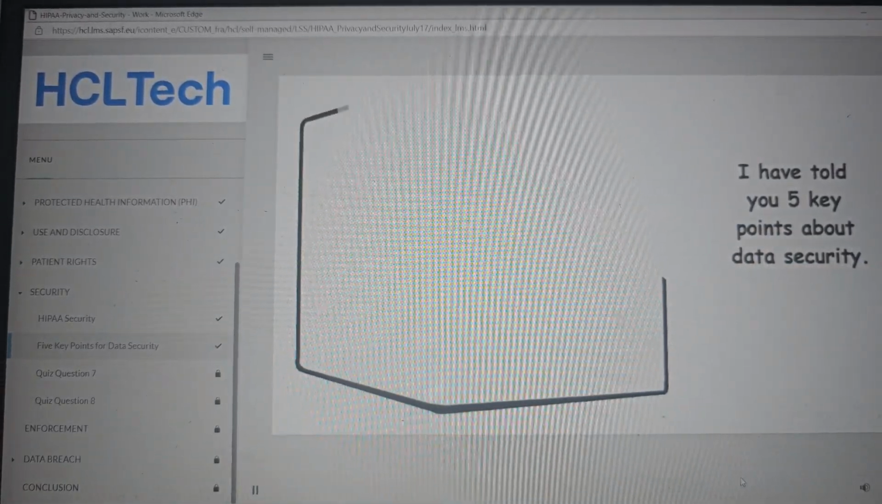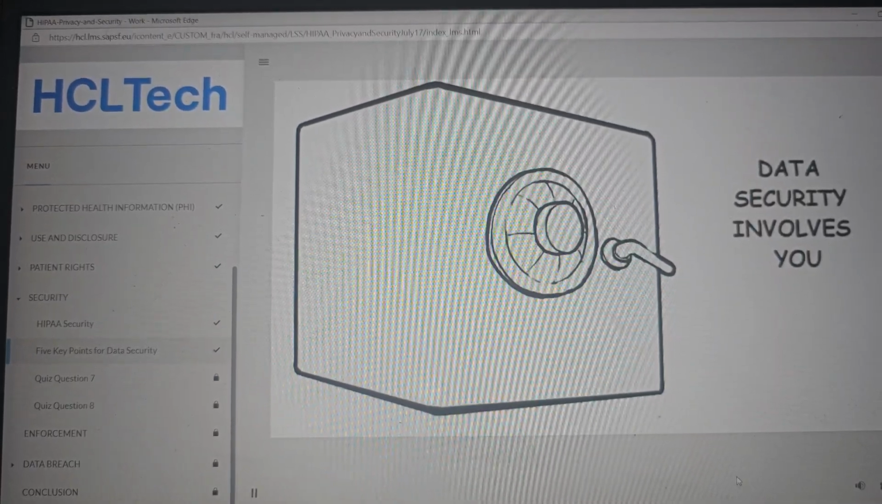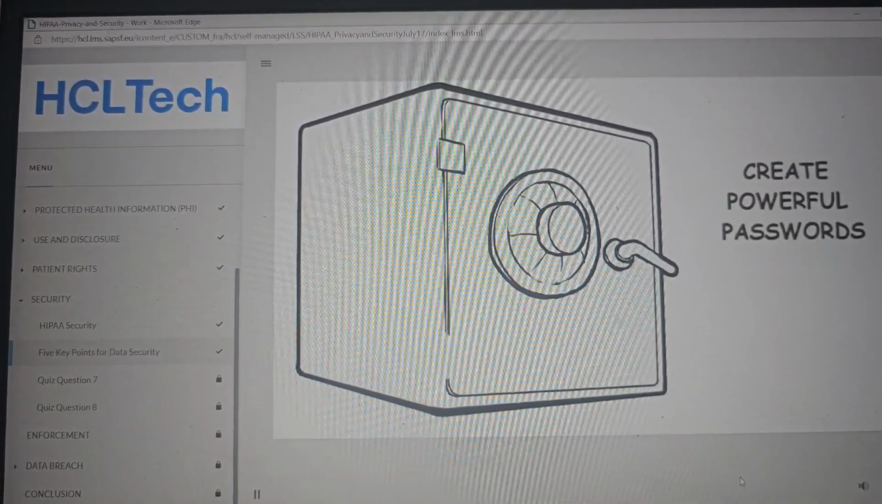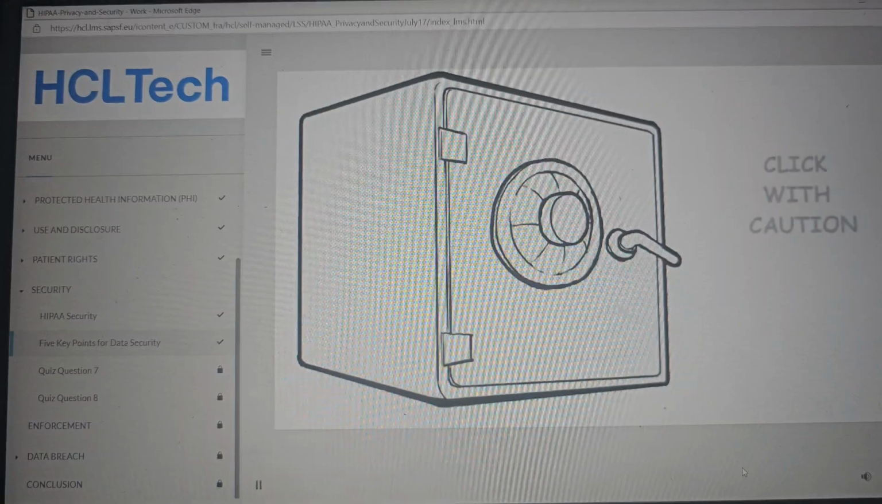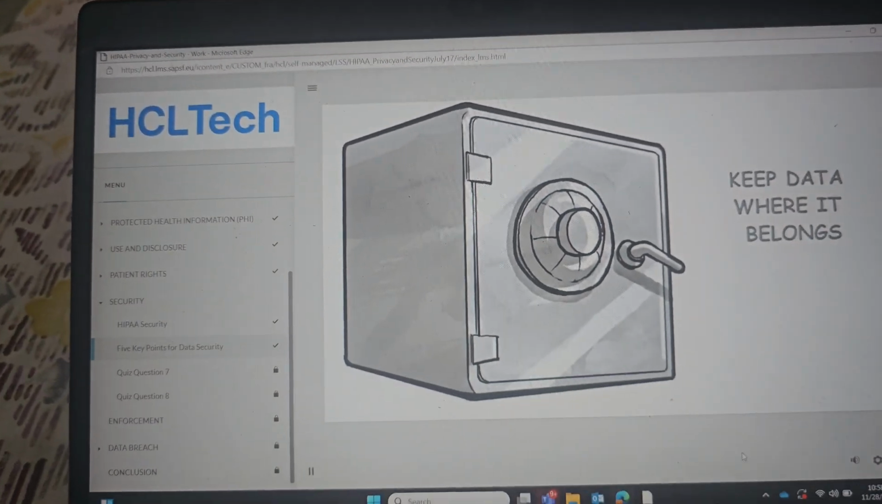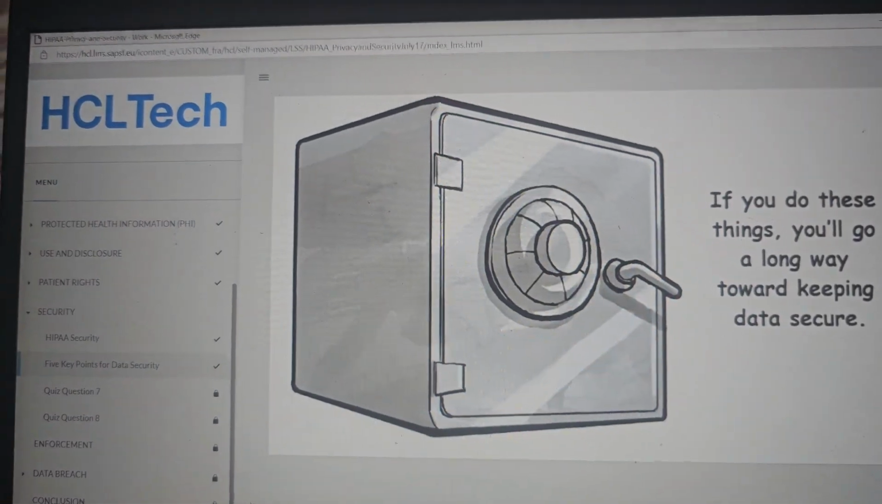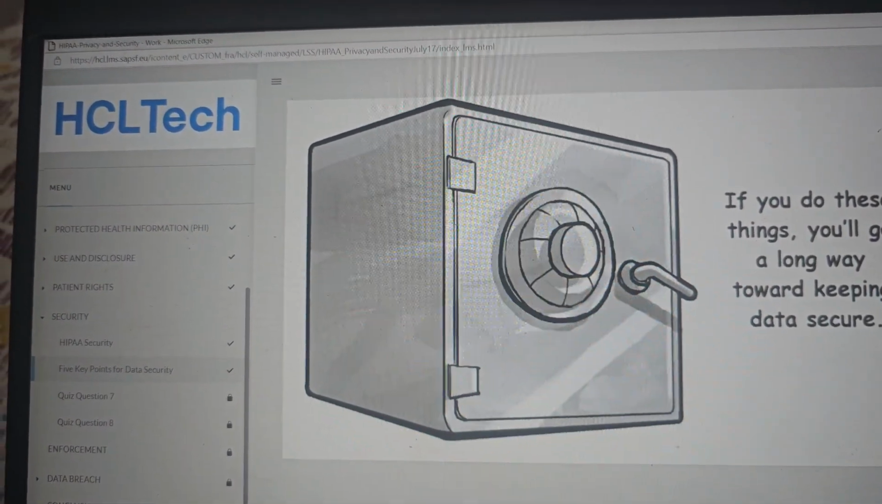I have told you 5 key points about data security. Data security involves you. Create powerful passwords. Click with caution. Keep data where it belongs, and be vigilant. If you do these things, you'll go a long way toward keeping data secure.